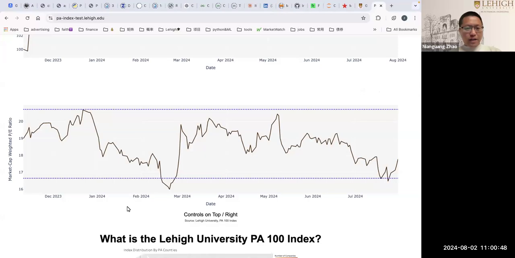The lower bound is negative two standard deviations, and we use this chart to indicate whether the index level is overvalued or undervalued. Yeah, that's my update to share with you.